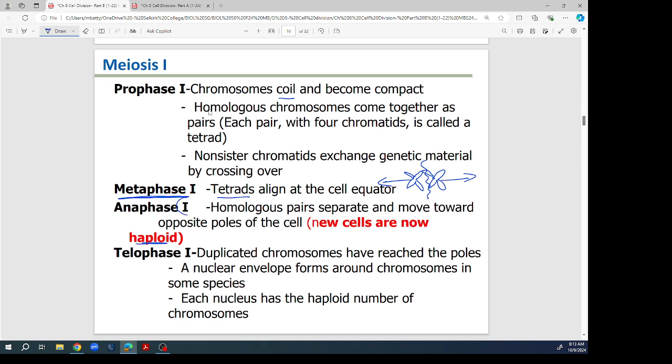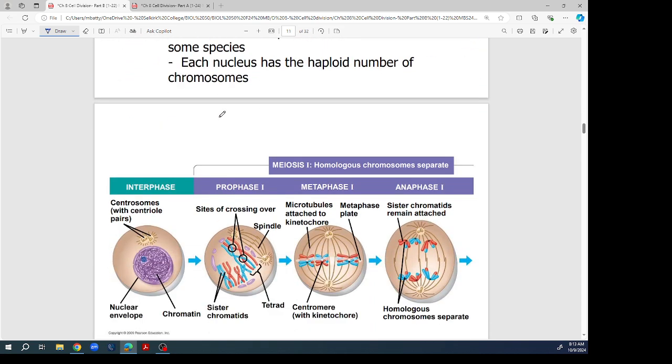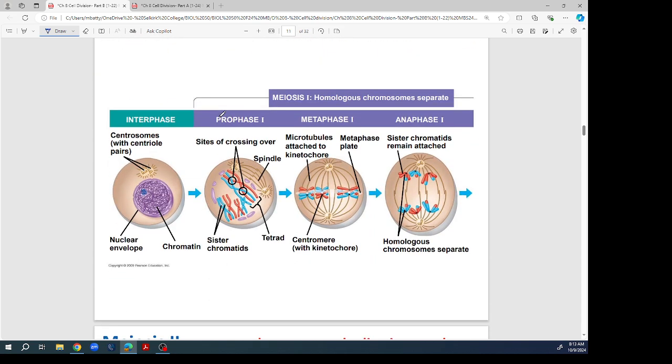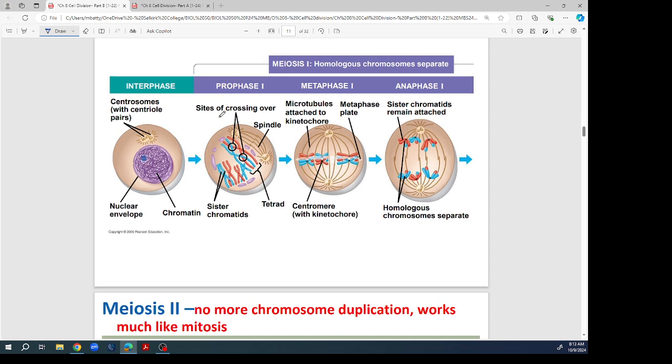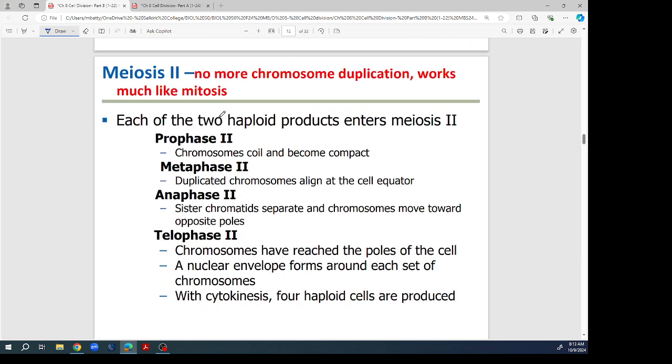And so anaphase 1, when they separate, is the key part in meiosis 1. And here's the picture of them. There you can see them lined up in a double row in metaphase 1. In meiosis 2, there's no more chromosome duplication, but then it works a lot like mitosis.